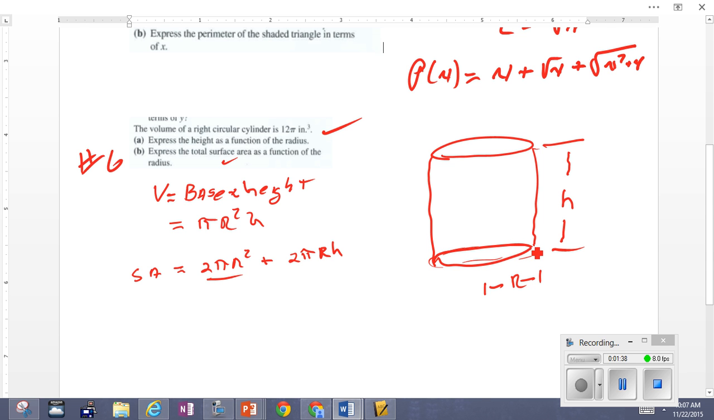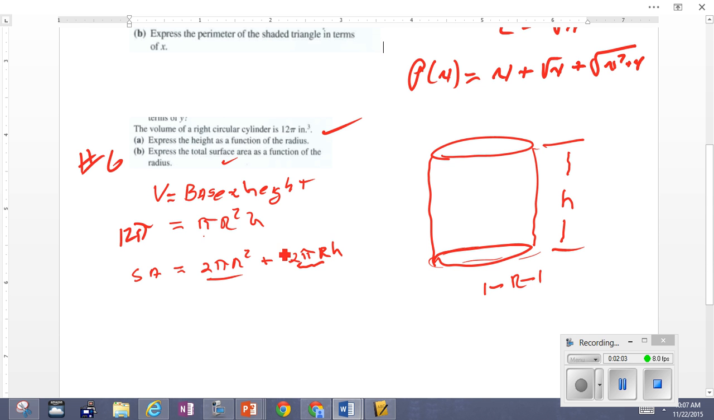The lateral area is the perimeter of the base, which is, of course, the circumference of the circle, 2 pi r, and 2 pi r times the height h. So here's our formula for lateral area. Here's our formula for volume. Now, we're told that the volume is 12 pi. So we can take this formulation and we can set it equal to 12 pi.